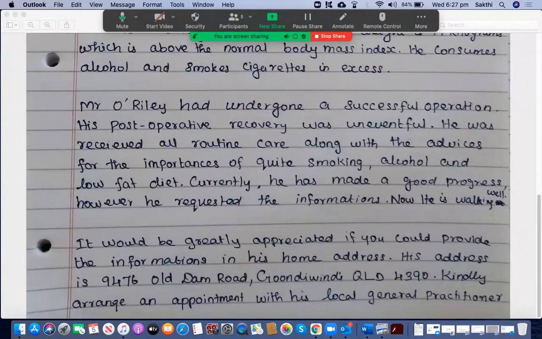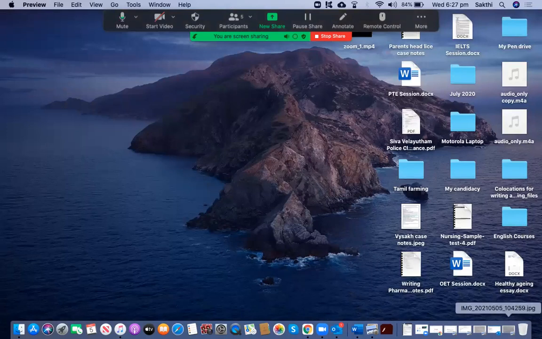His address is 94676 Old Dam Road, Gundivindi, QLD 4390. "Kindly arrange an appointment with this local general practitioner." That's good. Let me go to the next page.